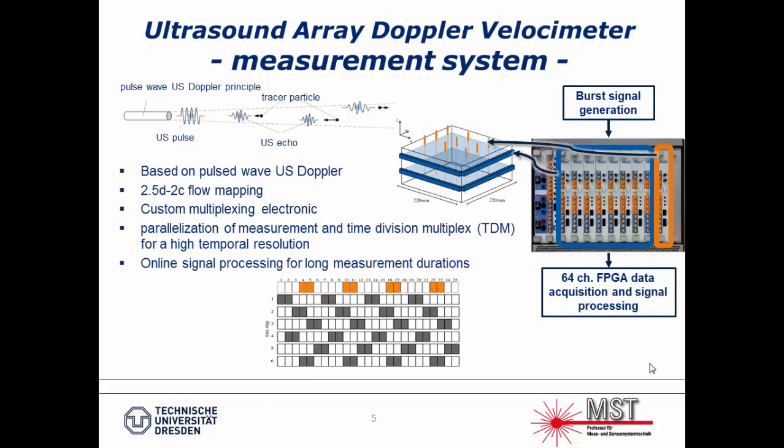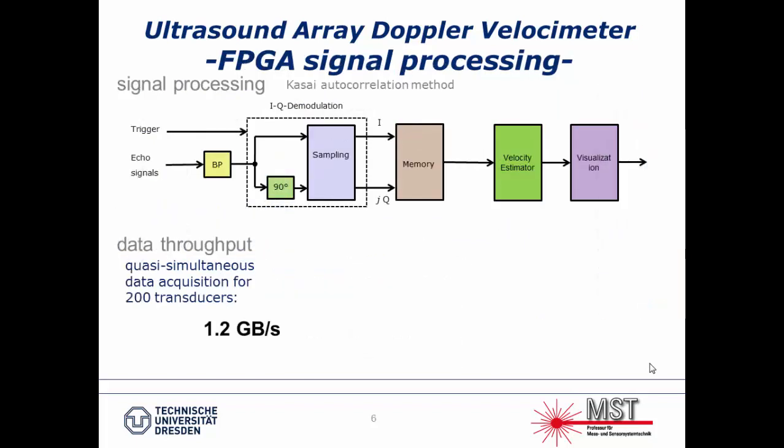Now here, in this configuration, we need 36 analog channels, and these channels are sampled at 32 megahertz with this FPGA. 36 channels times 32 megahertz is quite a lot of data, so we can't just store it like this. We need online signal processing.